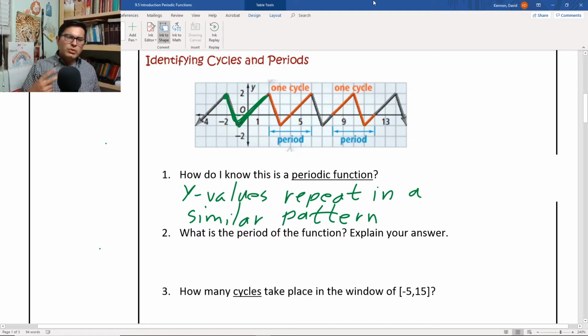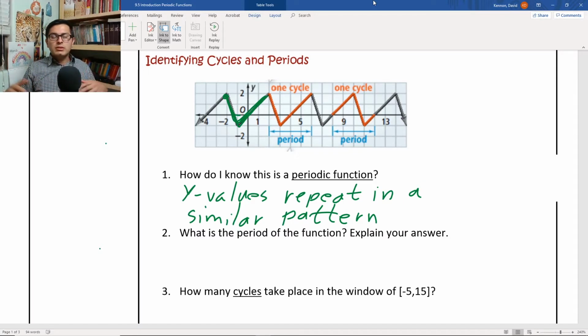So question number 2, what is the period of this function? And we need to explain our answer here. Now, a period is just going to be the horizontal distance of a cycle. So the first thing I guess we really have to do is identify where the cycles are. And we've actually done that already. But we can start anywhere and realize that a cycle will happen. And the period, or the distance between that, will always be the same length.